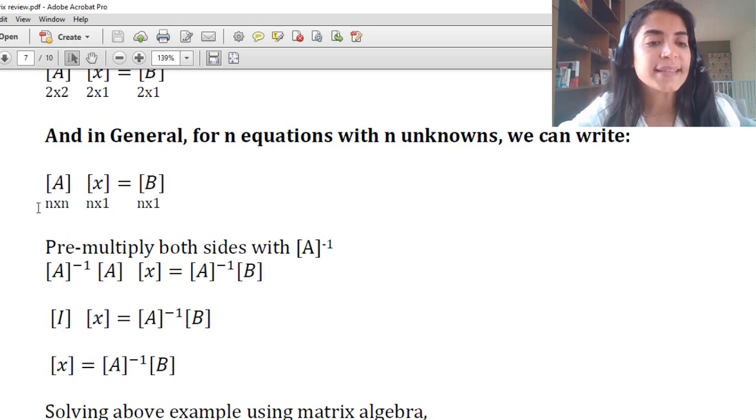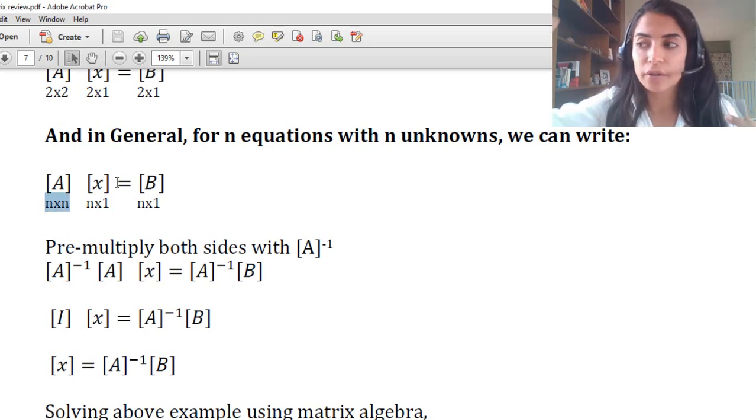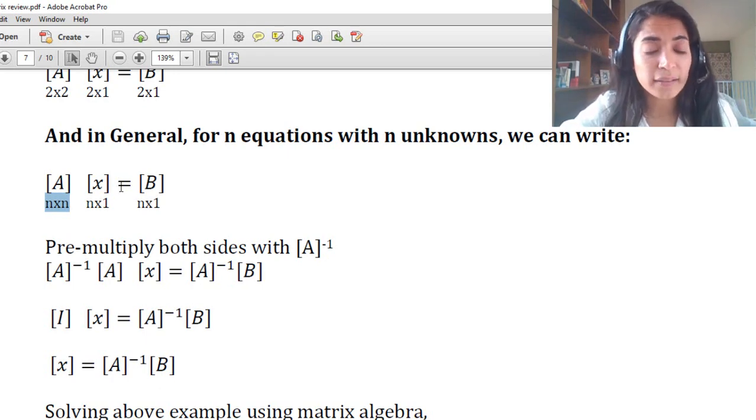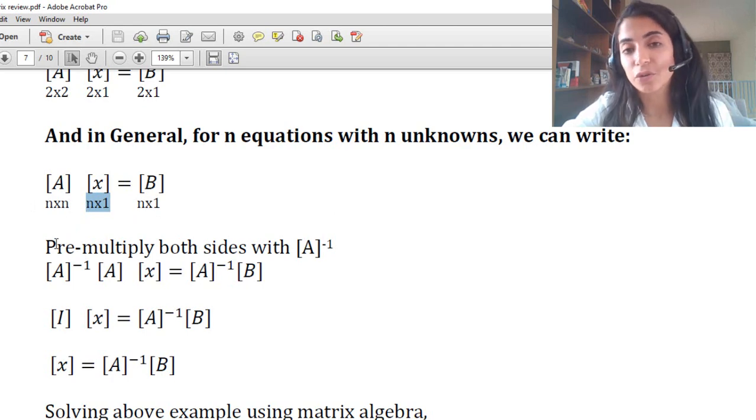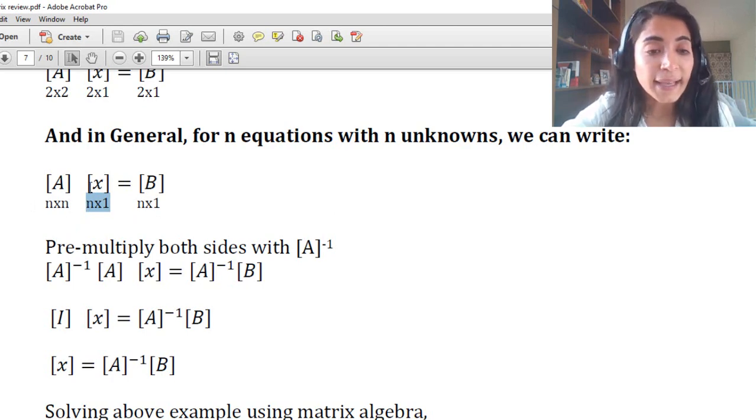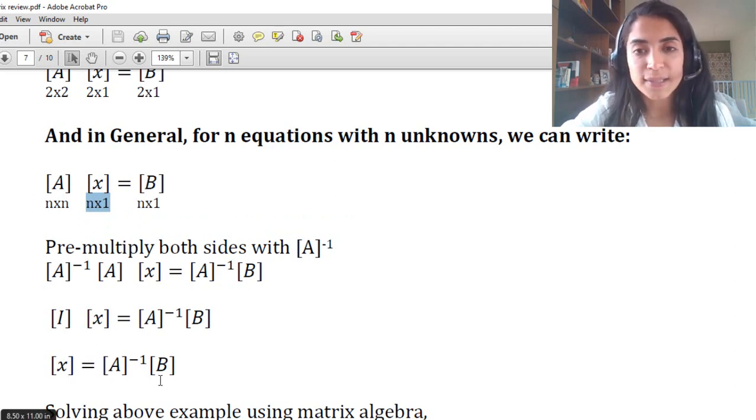So even if A is an n by n matrix, X, which is the number of unknowns, of course, should be n by 1, because the number of unknowns should be equal to the number of equations, and then B will be, of course, n by 1, because I can do the simplification of n. How can I find X? I can multiply both sides by A minus 1, and then X will be equal to A minus 1 times B.